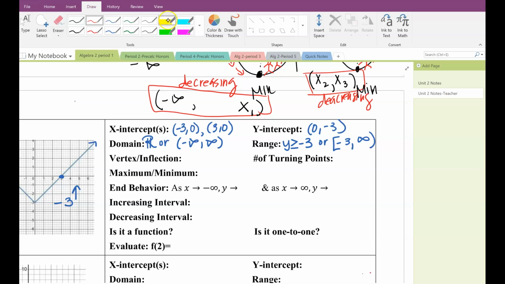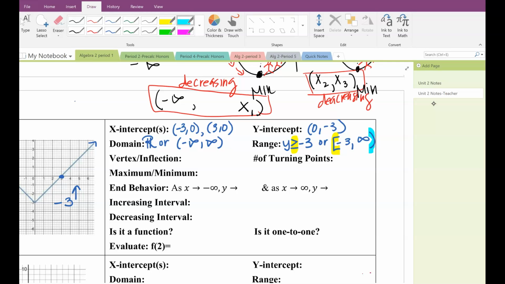Now this bracket means it's inclusive. That means it can be -3, versus the parentheses, which mean it cannot include it. It's non-inclusive. So if you have -3 to infinity with a parenthesis, it means the graph doesn't touch -3, which is false in this case. In this case, the graph does touch -3 on the y value. So the bracket means inclusive, and the parentheses mean non-inclusive when we're using interval notation.